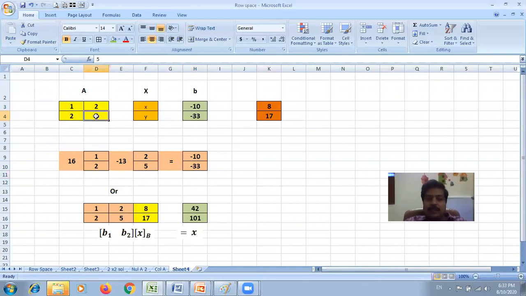Suppose if I take this one, then all the linear combinations will be the multiples of 1 and 2. Minus 10 and minus 20 is solvable, whereas minus 10 and minus 15 is not solvable for this system, since it is not in the column space of A.